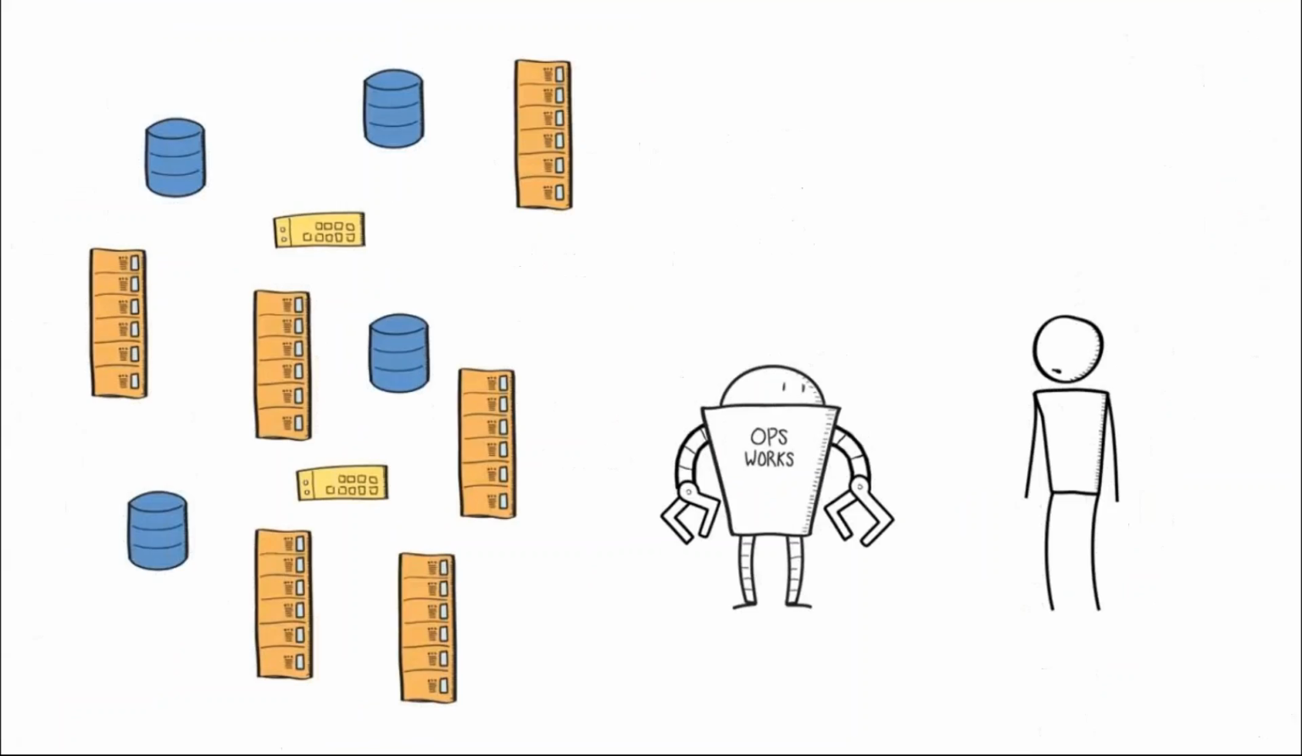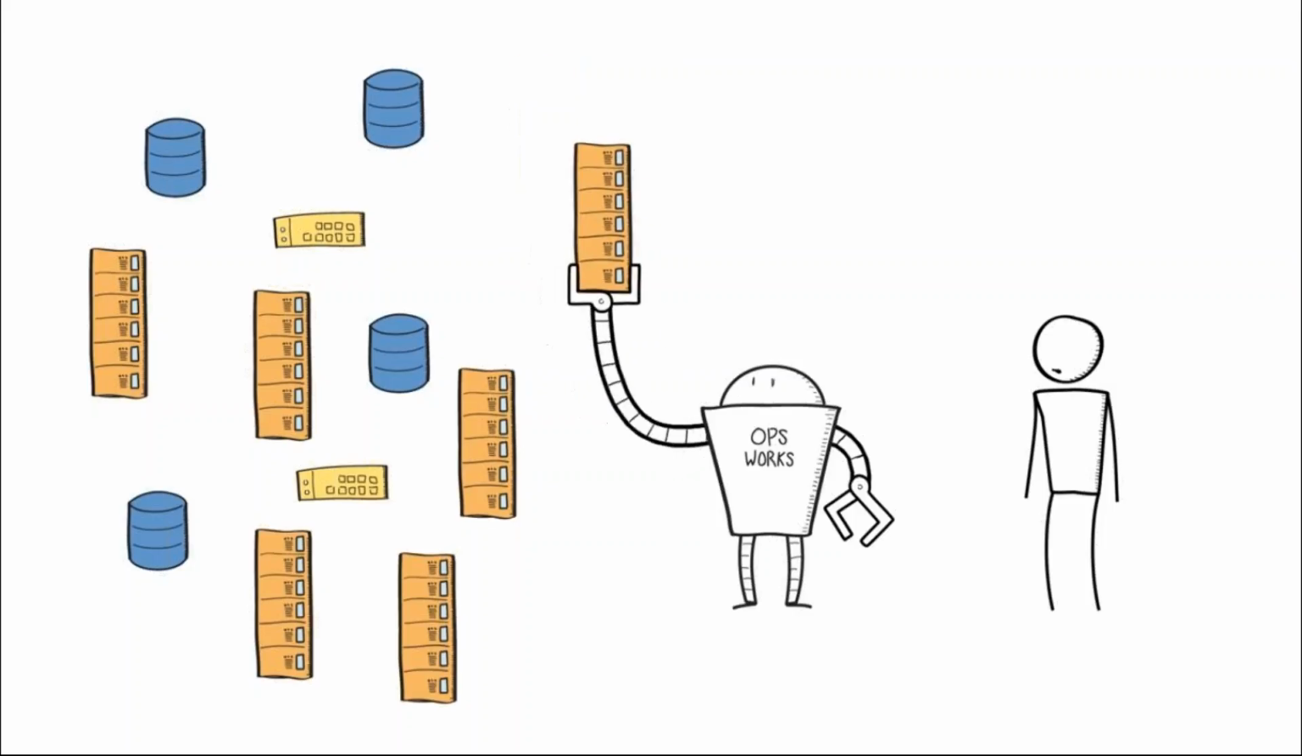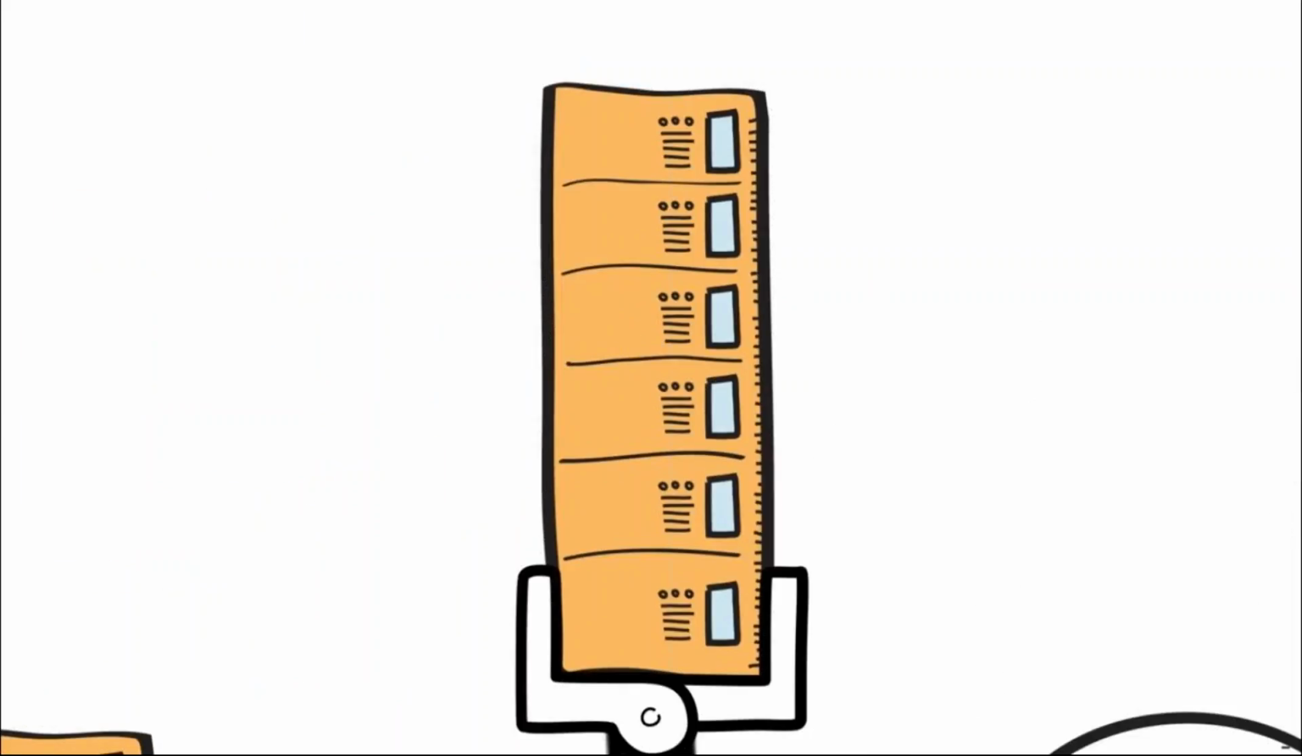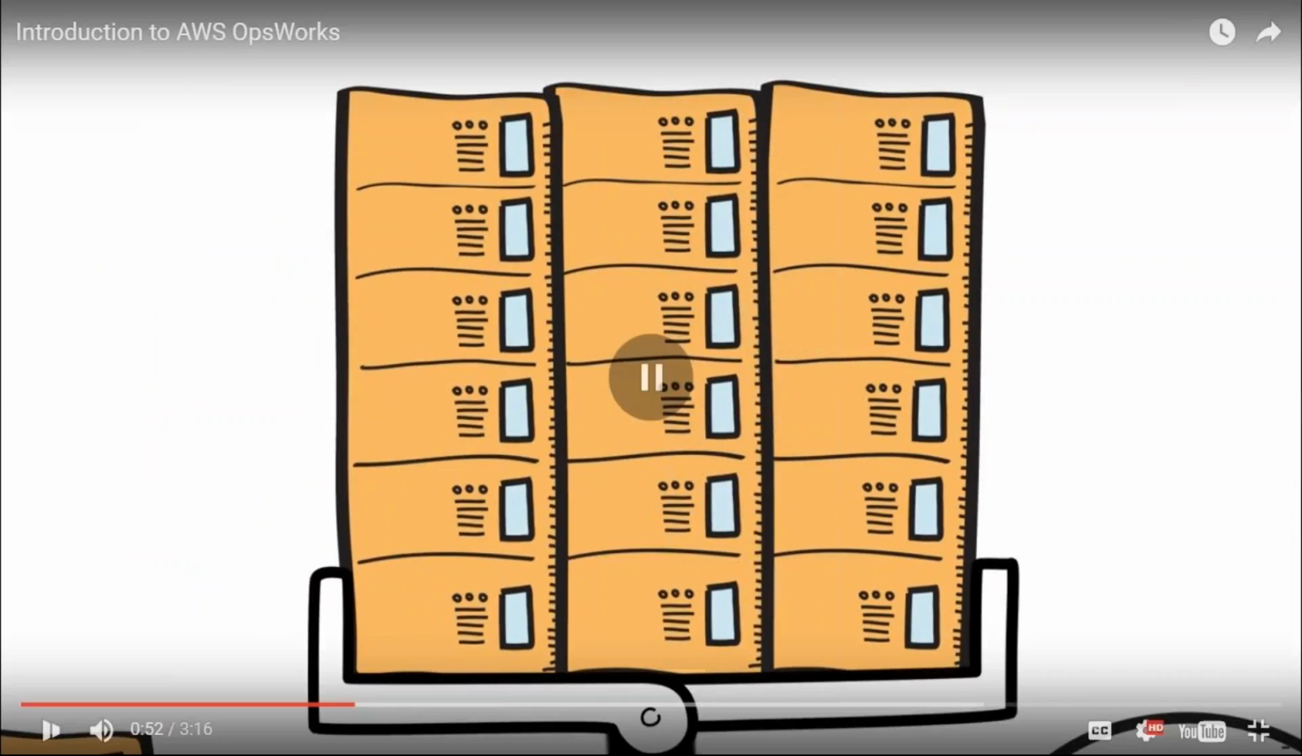Introducing AWS OpsWorks. OpsWorks is an application management service that helps you deploy and operate applications of all shapes and sizes. OpsWorks provides an easy way to quickly configure, deploy, and update your applications. It even gives you tools to automate operations like automatic instance scaling and health monitoring.